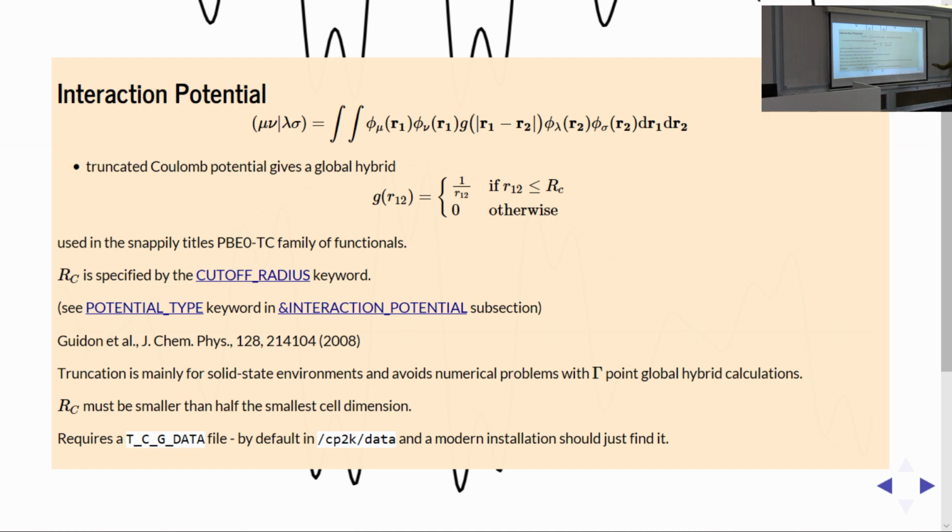So if you introduce this truncated interaction potential, you need CP2K to be able to find this file. In a modern installation, it's in the data directory and you should just find it, and you don't need to worry about that. But if you're using an older one, you may need to copy that across or tell it precisely where it is.